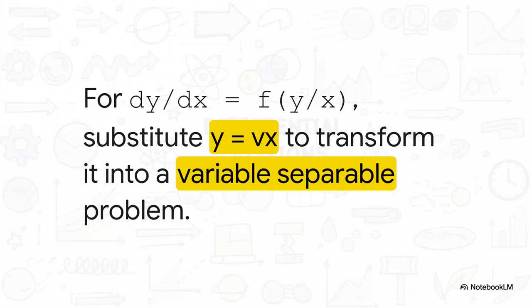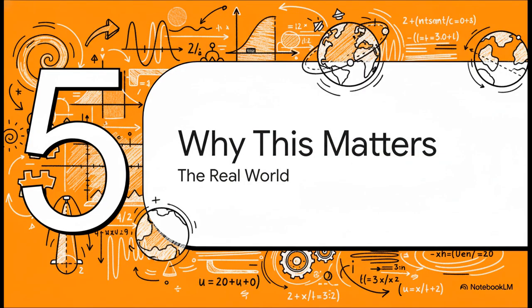And remember those homogeneous equations we identified earlier? Yep, there's a tool for them too. By making a really smart substitution, specifically you let y equal v times x, the entire equation just transforms. It morphs from a tricky homogeneous problem into a simple variable separable one, which, hey, we already know how to solve.